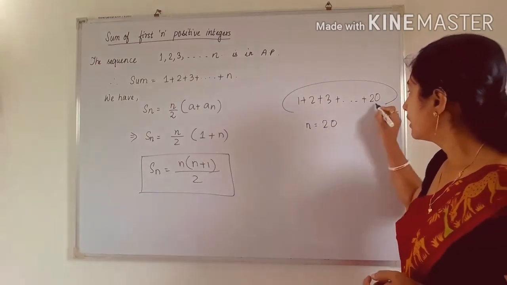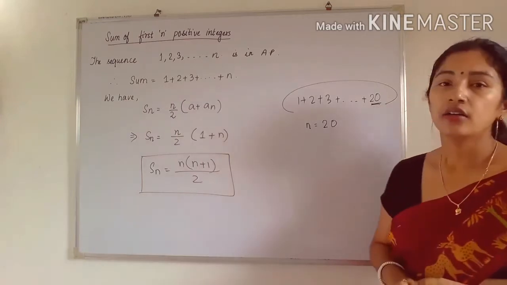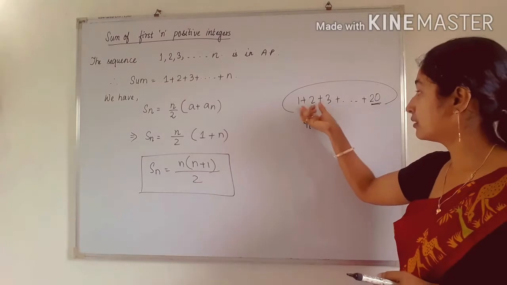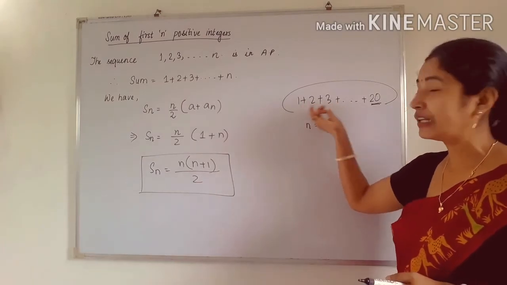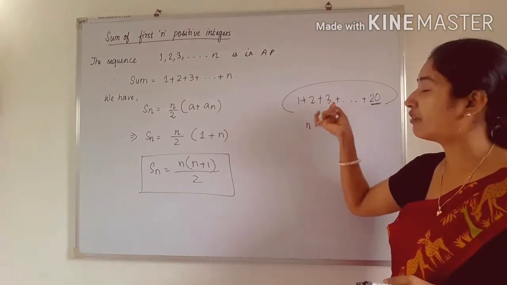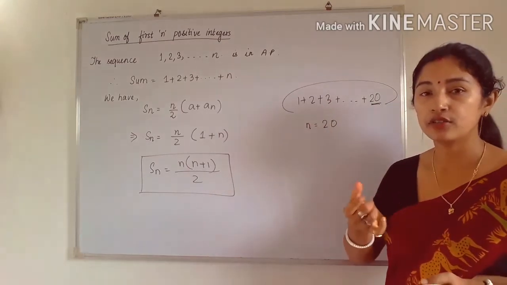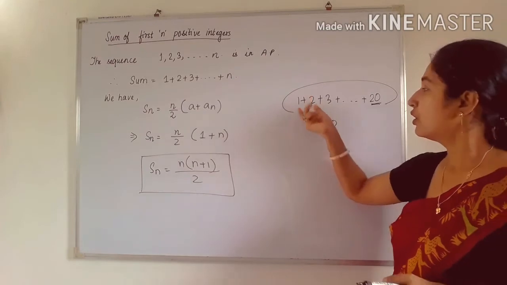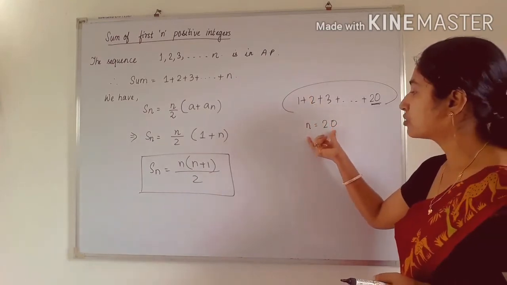20, because the last term denotes the number of terms. As you can see, the terms in the sequence are natural numbers. That means there is only one difference, a difference of 1 between two consecutive numbers. So the total number of terms is 20.